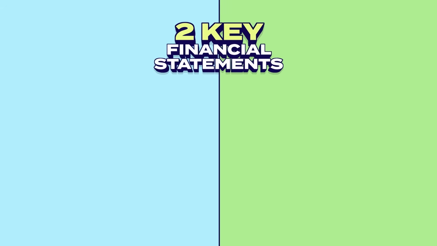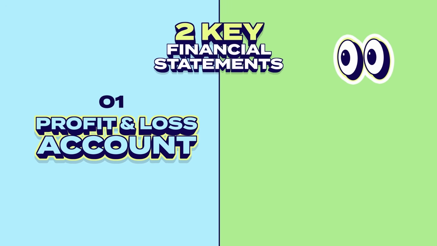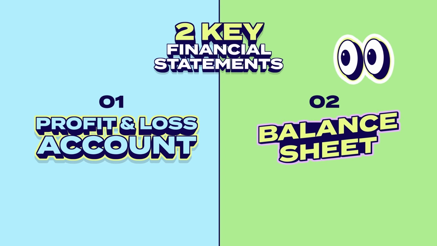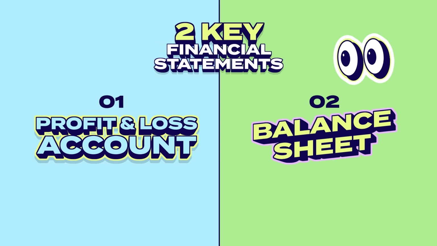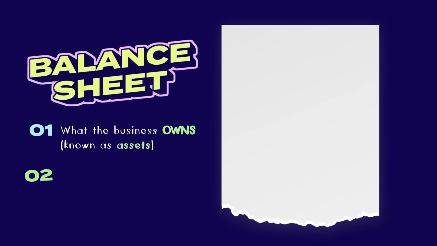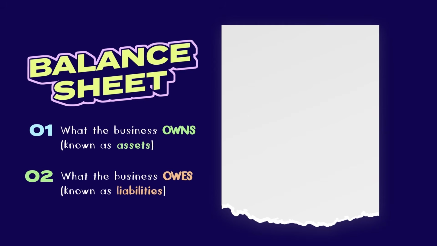So we've just covered the first main financial statement, which was the profit and loss account. And now we move on to the second main financial statement, which is known as the balance sheet. A balance sheet shows two key things. Firstly, what the business owns, known as assets, and secondly, what the business owes, and those are known as liabilities.